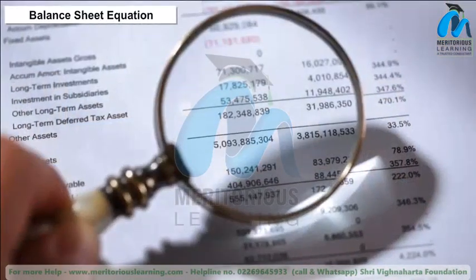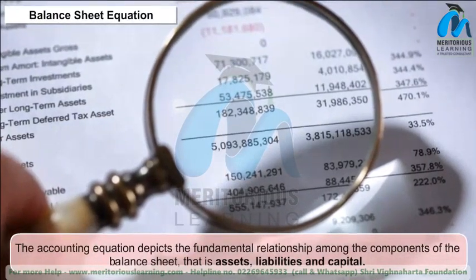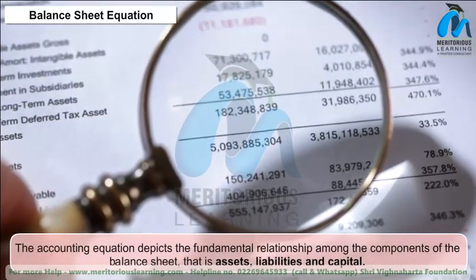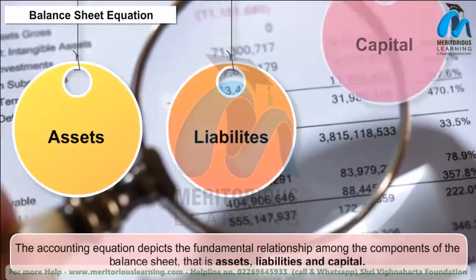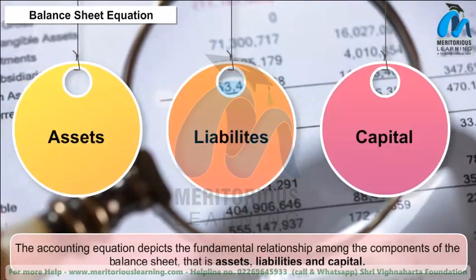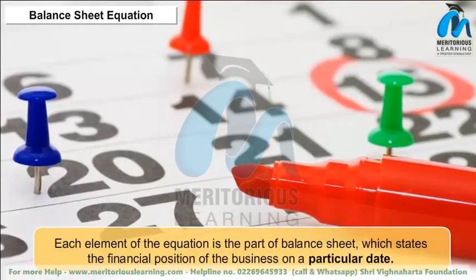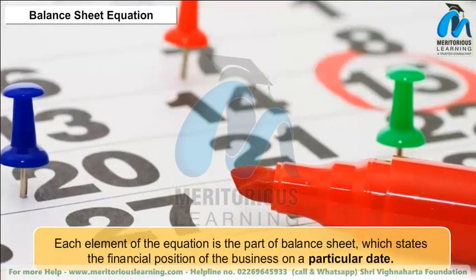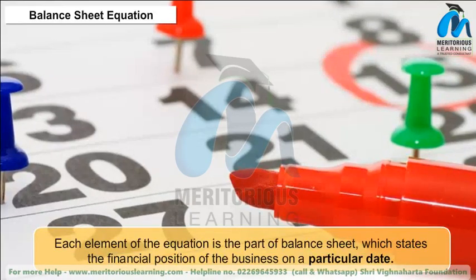Balance sheet equation. The accounting equation depicts the fundamental relationship among the components of the balance sheet, that is assets, liabilities and capital. Hence, it is also called the balance sheet equation. Each element of the equation is part of the balance sheet, which states the financial position of the business on a particular date.